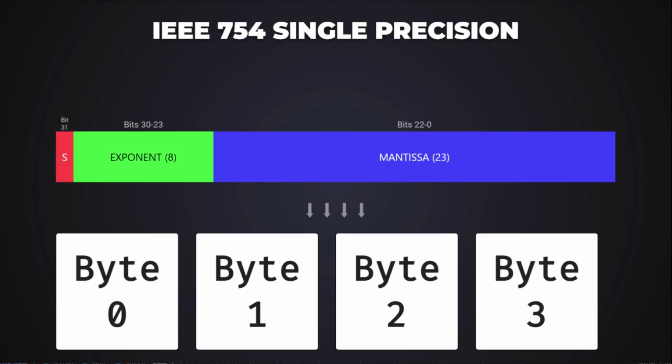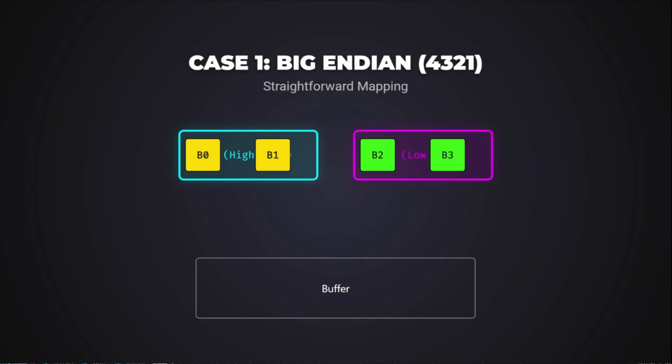When stored in memory following the standard Big Endian convention, the 4 bytes are ordered from most significant byte to least significant byte. Byte 0 contains the sign and the most significant part of the exponent. Byte 3 contains the least significant part of the mantissa. This standard sequence, B0, B1, B2, B3, is the target structure we must achieve, regardless of how the Modbus device transmits the data. Any deviation from this B0, B1, B2, B3 sequence requires byte manipulation before conversion.